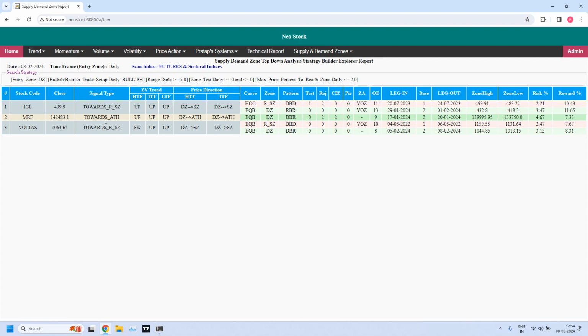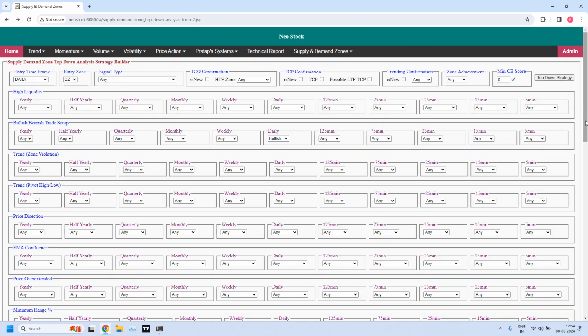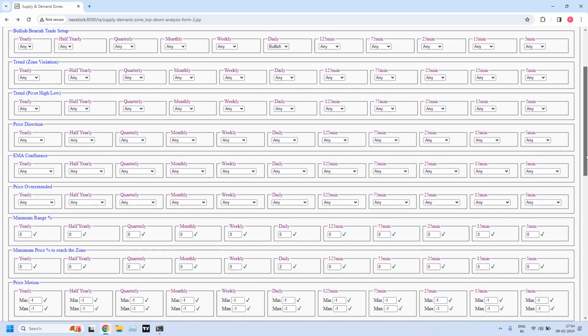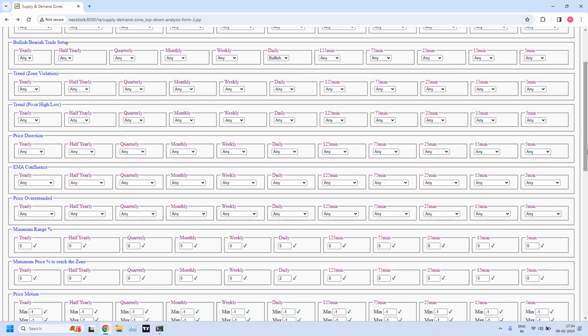So currently, if price, for any reason, turns back and gives an entry in the zone, immediately you have to catch that zone, because all these stocks are supporting a bullish trade setup. So now let's go back and we will see stocks near to 3% range, within the 3% before the demand zone.